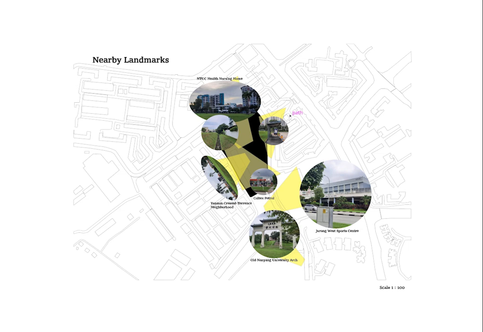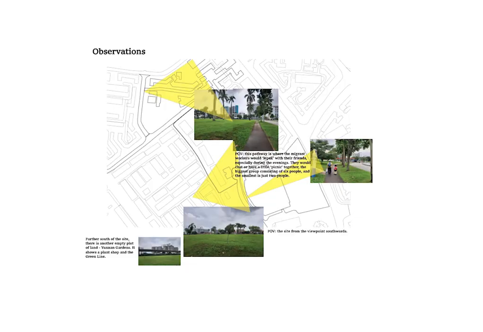So page 2 shows the nearby landmarks like the old Nanyang University Arch, the Jurong West Sports Centre, the Yunnan neighborhood, which is a terrace neighborhood where all the private estates are, and also the Caltex petrol station, which is the closest to the site. You can actually see it.